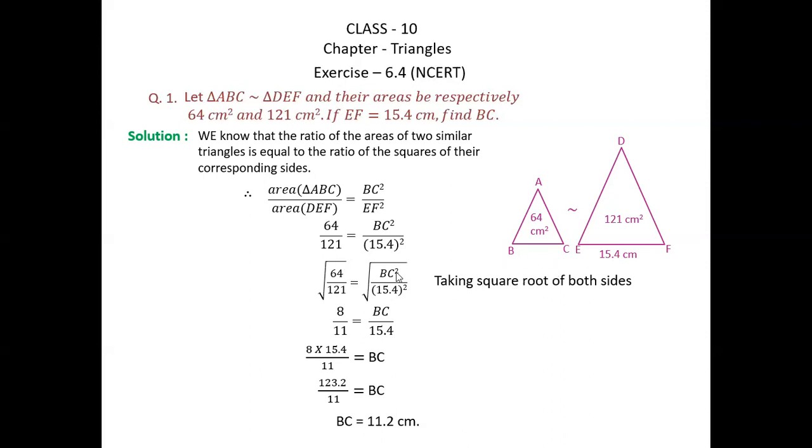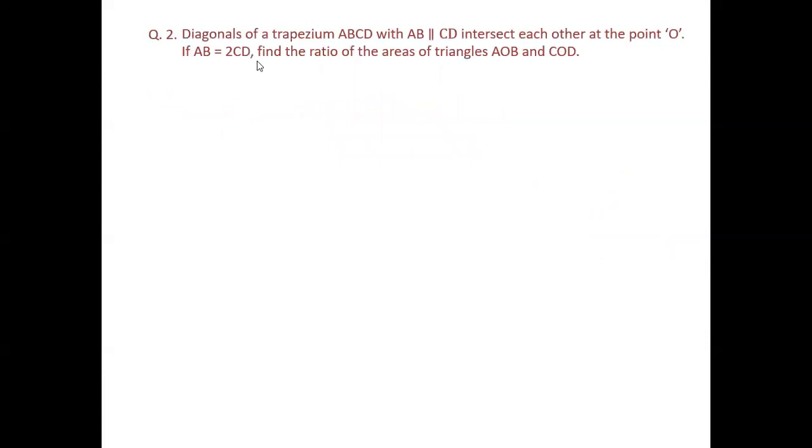So when such a situation is there, always go for square root. Don't take the square. It could become more complicated. Okay. Next question number 2. Let's see what's the question. Diagonals of a trapezium ABCD with AB parallel to CD intersect each other at a point O. If AB is equal to 2CD, find the ratio of the areas of triangle AOB and triangle COD. Now let's go for the solution.